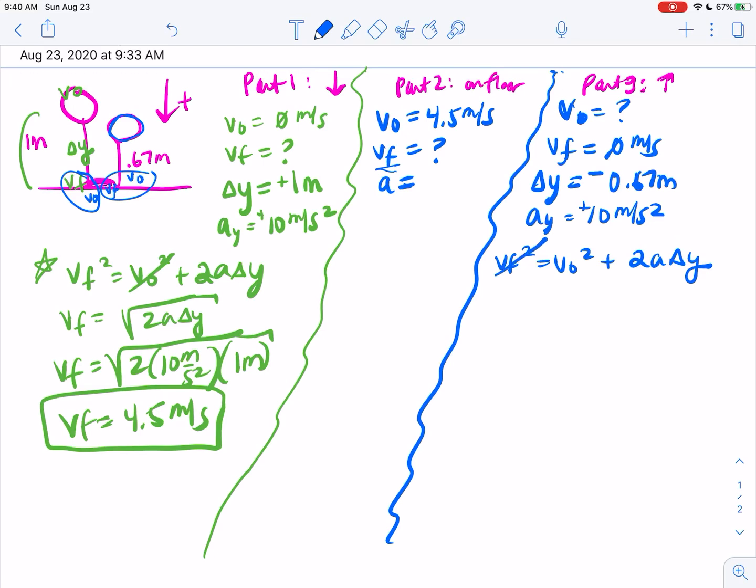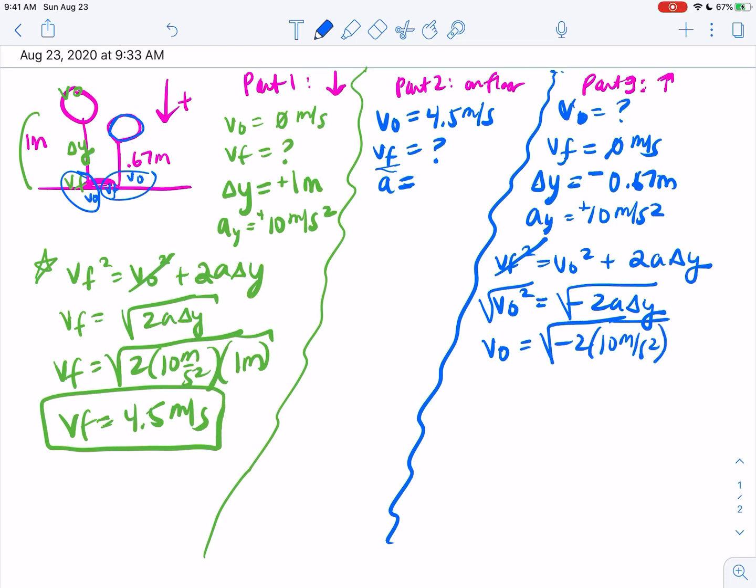Okay, so then I'm going to move the, let's see, how do I want to do this? What am I solving for? V naught? Okay, so I'm going to move this to the other side. Okay, I'm going to take the square root of that. Oh, I forgot to mention something else over there. Okay, and I'm going to get negative 2, positive 10, and negative 0.67. Okay, and notice, do you see why this needs to be negative? Because if not, you have a negative under the radical, and that's not cutting it. All right, okay, so 2 times 10 times 0.67 is 13.4.